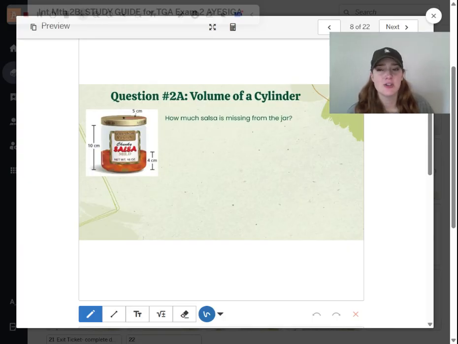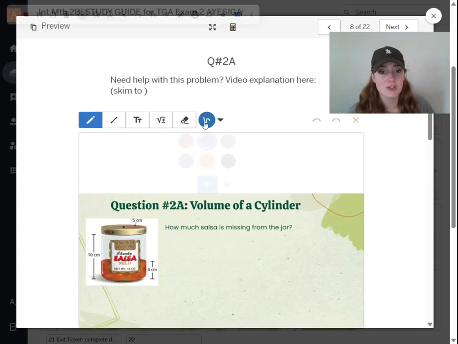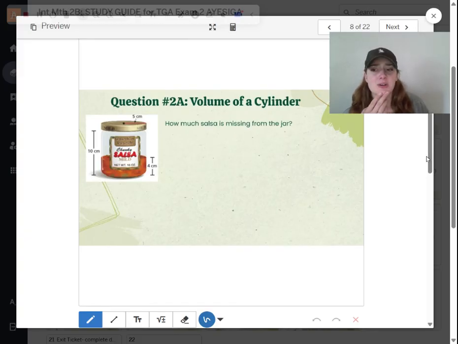All right, so we are noticing our title is also volume of a cylinder. This is a jar, which looks like a cylinder too. Okay, so let's see here. We are focusing on volume. We want to know how much salsa is missing. We can see the height of how much salsa we have and the total.